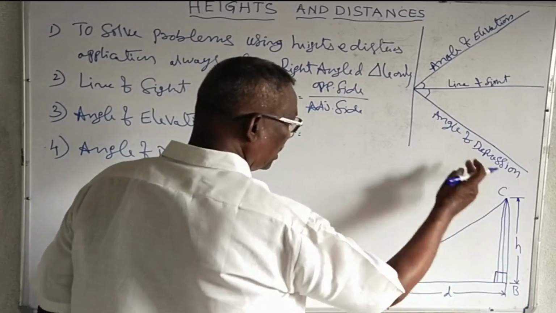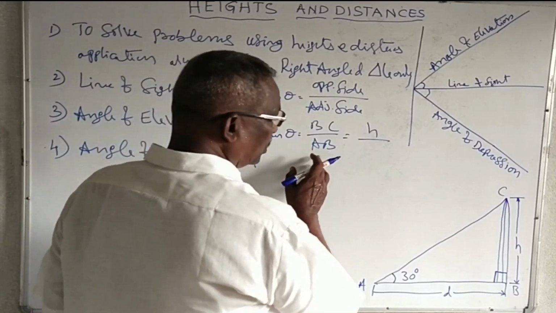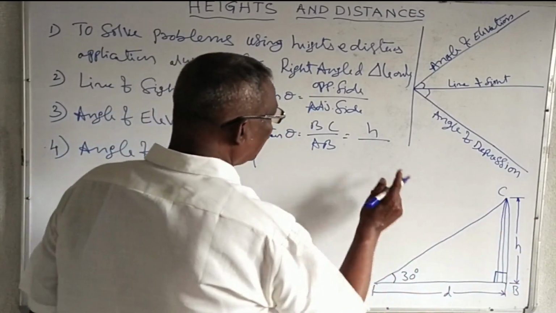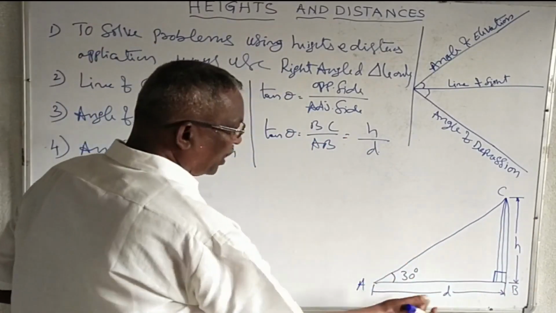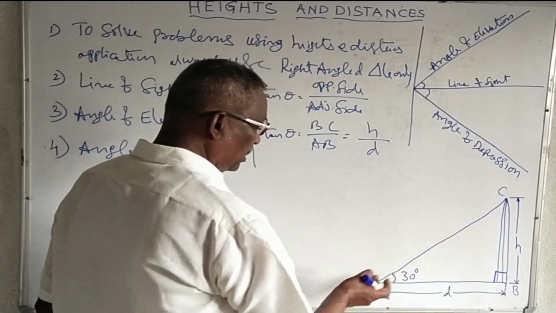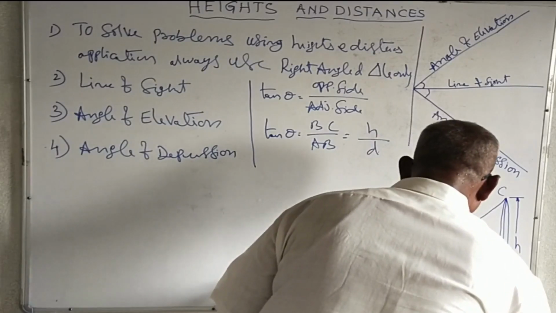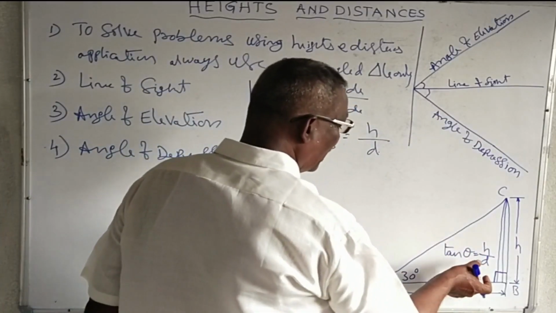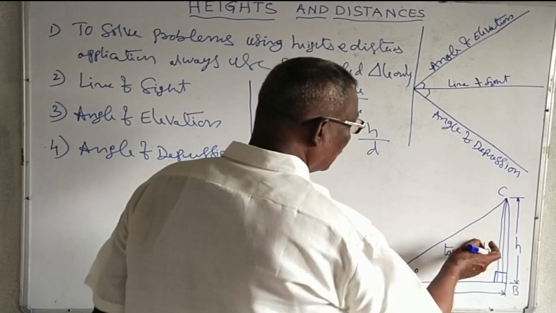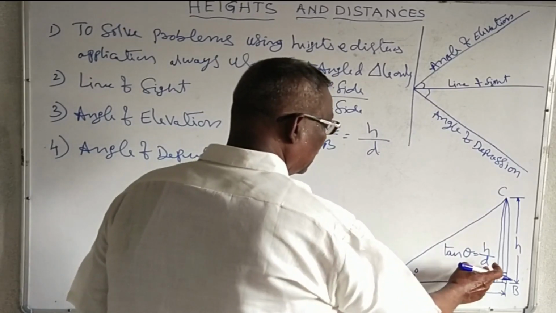Tan theta is equal to the opposite side BC by AB. BC means H, AB means D. So tan theta is equal to H by D. If you know any two values, for example you know the distance and the angle of elevation, automatically you can find H. If you know the height of the tower and the angle of elevation, you can find the distance.